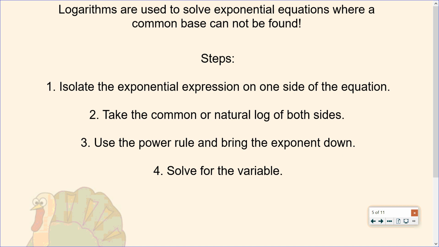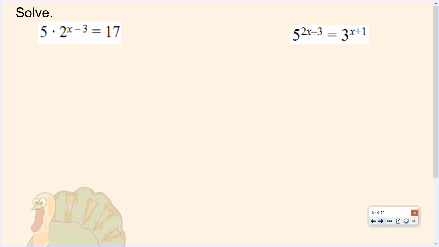All right, so let's try these. 5 times 2 to the x minus 3 equals 17. The first step, isolate the power. Okay, so in this case, my base to the power is 2 to the x minus 3. I want to get that alone. So what do I do first? Divide both sides by 5. So I have 2 to the x minus 3 equals, I'm just going to leave it as 17/5. Okay, so my base to the power is alone.